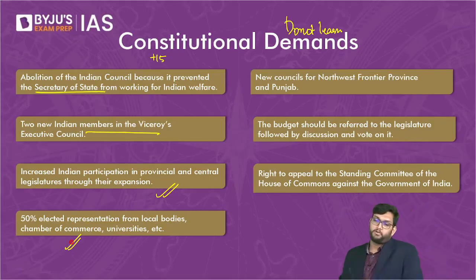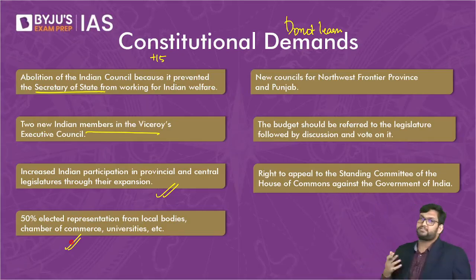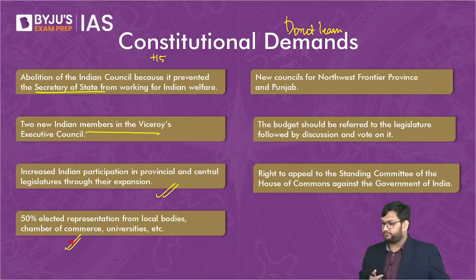New council for Northwestern Frontier Province and Punjab. 2 new provinces were being argued for. The budget should be referred to legislature. Discussion should be there, voting should be there. Right to appeal to the standing committee of House of Commons against the government of India. So they're saying, we will go against you and say to the parliament that the Secretary of State is corrupt. So these are called constitutional demands. They want to reform colonialism.